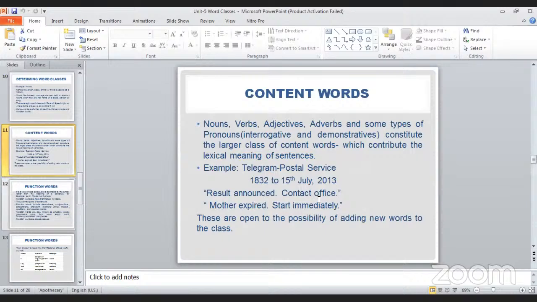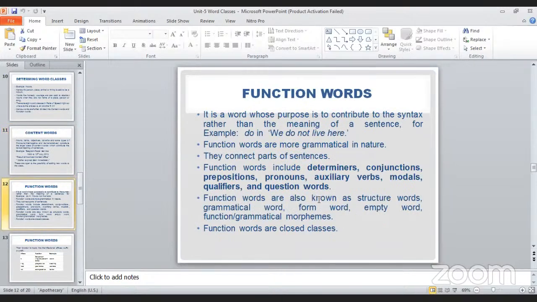Now let us look at what a function word is like. It is a word whose purpose is to contribute to the syntax rather than the meaning of the sentence. So their whole purpose is to show where to use the word, how to use the word, what the grammar and the rules are, where it should be placed. For example, look here in the sentence: We do not live here. Now, what is the role of do? Do says that we are not here at all. It emphasizes that particular part.